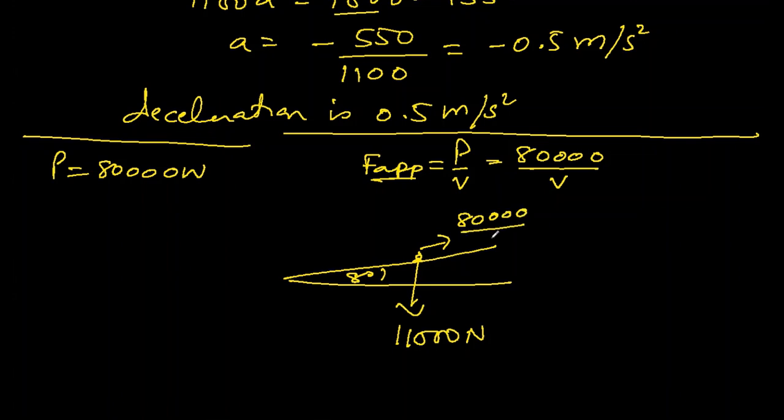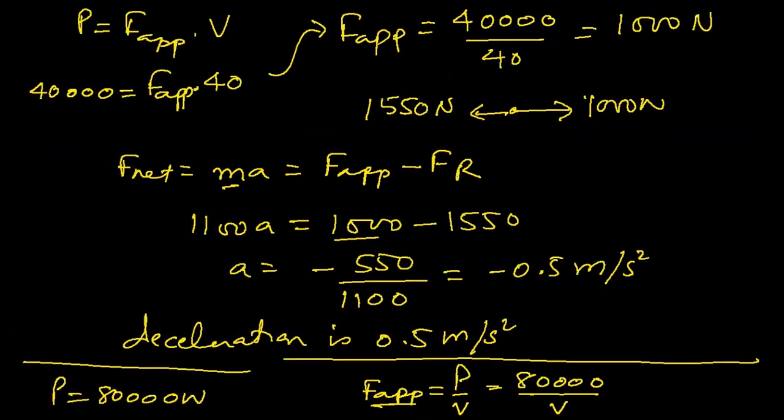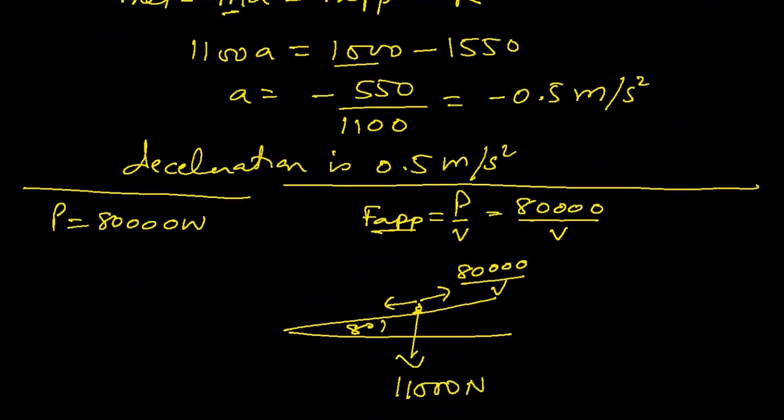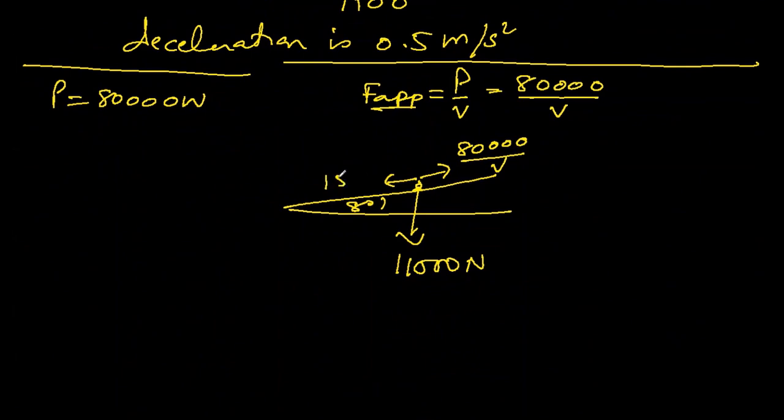And the resistive force, they have talked about resistive force, right? Assuming the resistive force remains the same, 1550 that means, okay? So 1550 newtons in this direction. But there will be one more resistive force which it has to overcome, which is the component of the weight, 11,000 sine 8 degrees. This will also be a resistive force in this case. All right. So, and speed is constant.